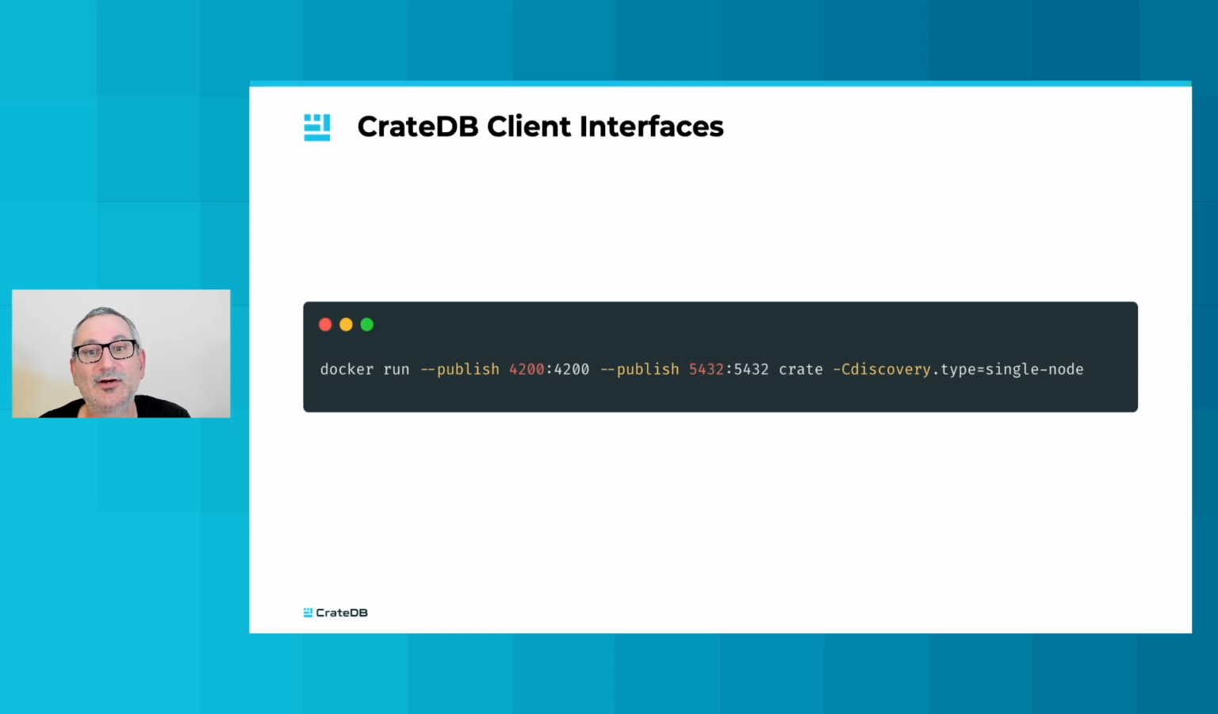If you're running CrateDB using Docker, you might have noticed these ports already. Here we're telling Docker to map port 4200, the HTTP interface, and 5432, Postgres, to the equivalent port numbers on the host machine when running CrateDB. This enables you to connect to the database running in the container using either approach.